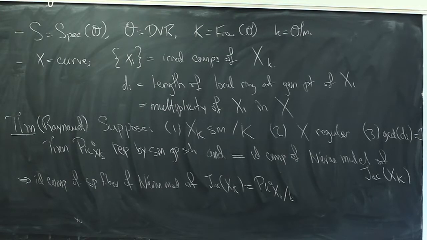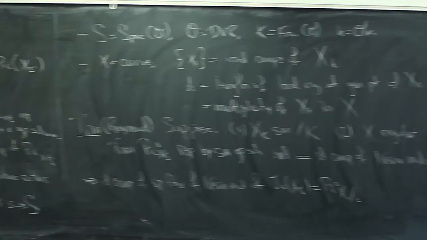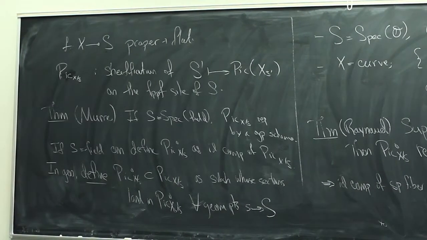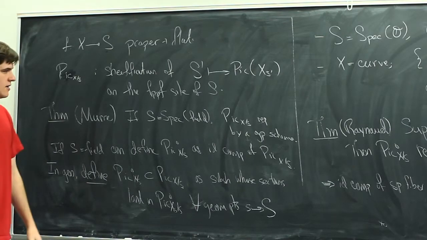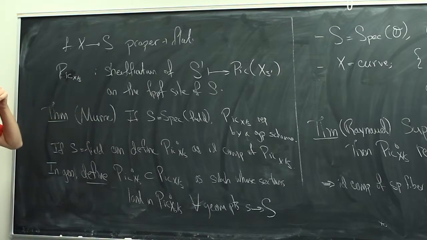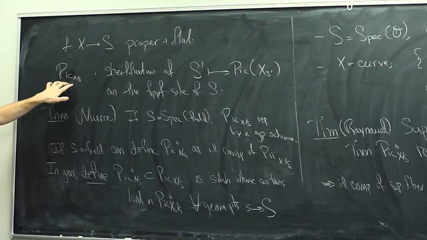Okay? So a lot more is known about this Pic functor. I mean, Raynaud has this whole paper about it where she proves various things and other people have proved other things, but it's kind of a subtle thing. So in general, maybe with a few more hypotheses, but still pretty general, I think maybe just cohomologically flat is all you need. Artin showed that this thing is representable by an algebraic space, but maybe not a scheme.